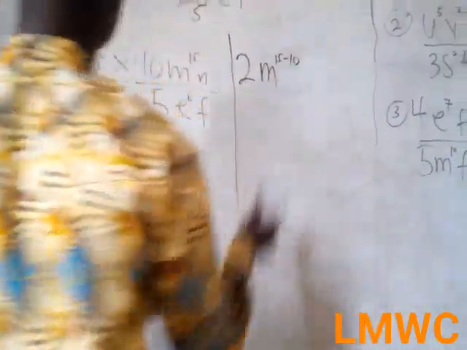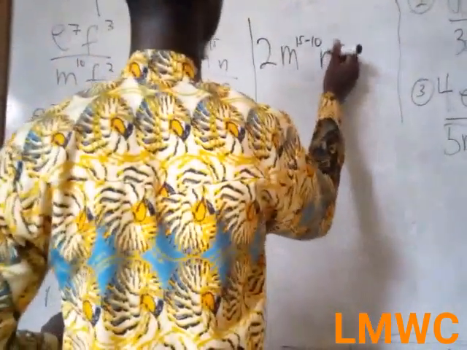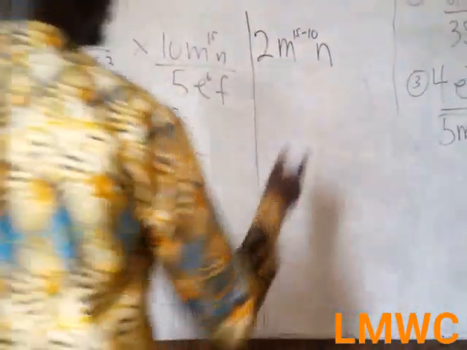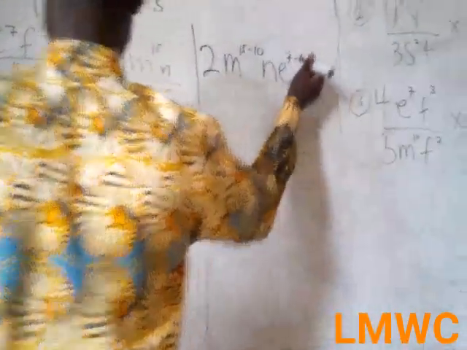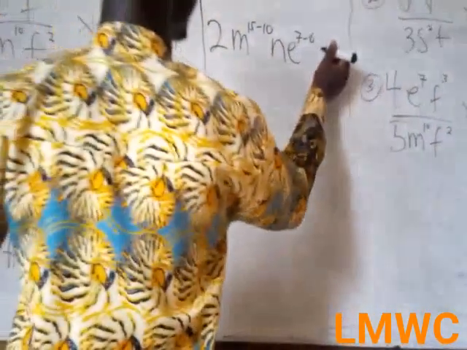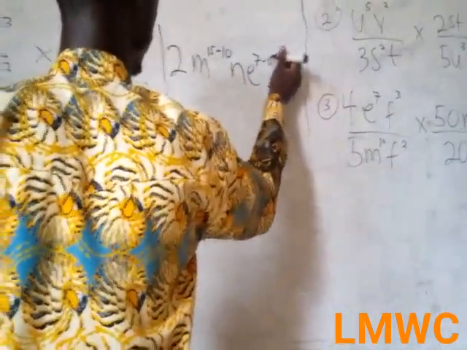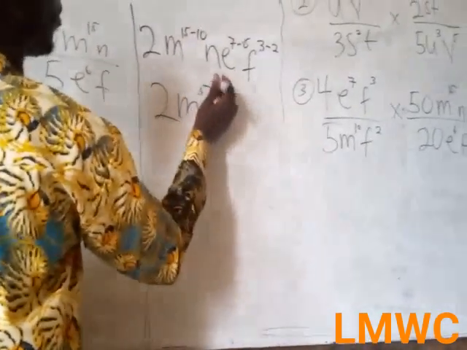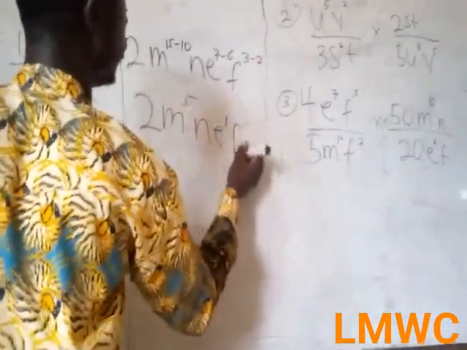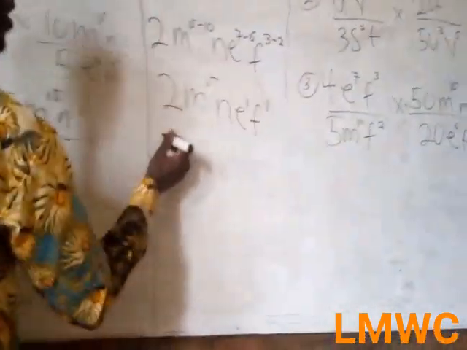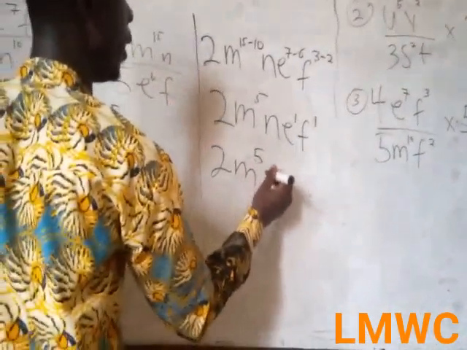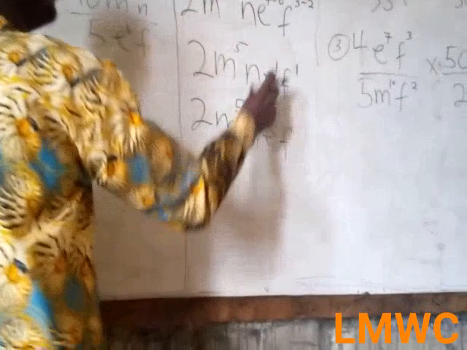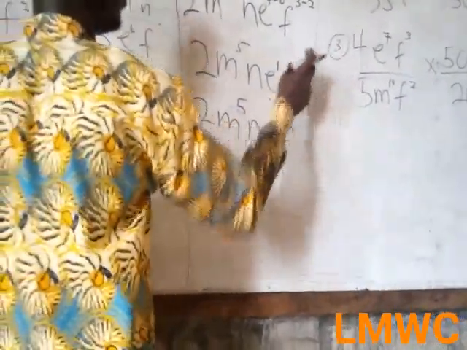2 m^(15 minus 10). What about e? e is here, so e^(7 minus 6). You have f here, f^(3 minus 2). So you have 2m. 15 minus 10 is 5, n. So e, 7 minus 6 is 1. f, 3 minus 2 is 1. So you have 2m^5 n e f, because e raised to the power 1 is e, f raised to the power 1 is f. So this is our answer for the last question.